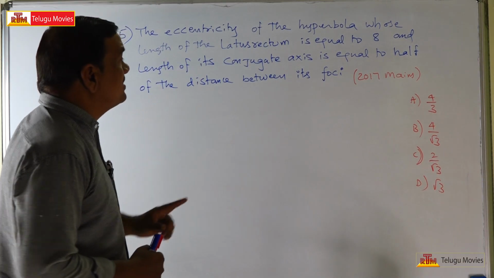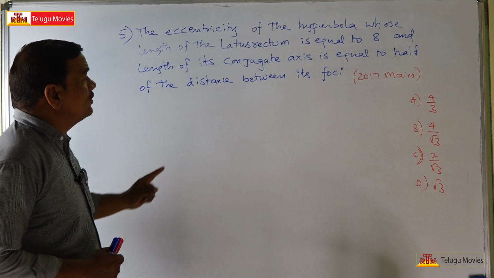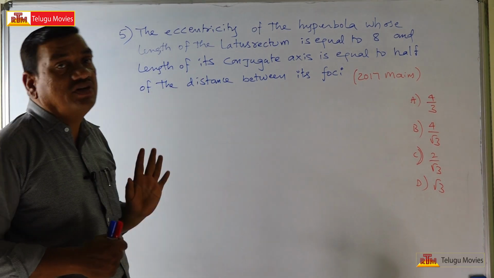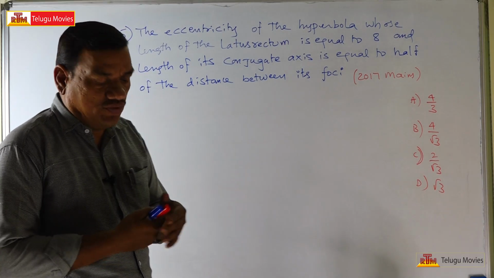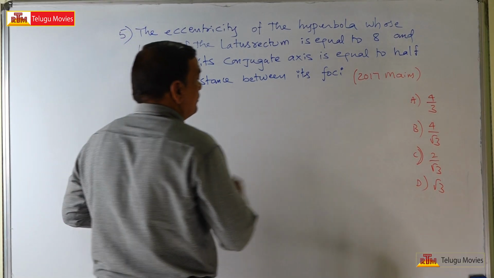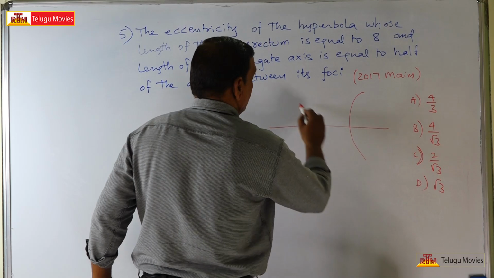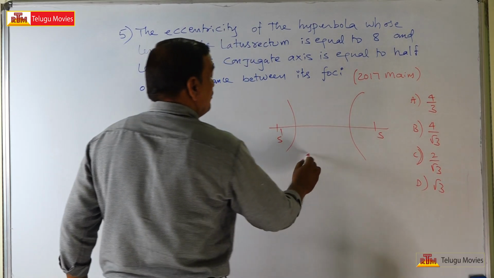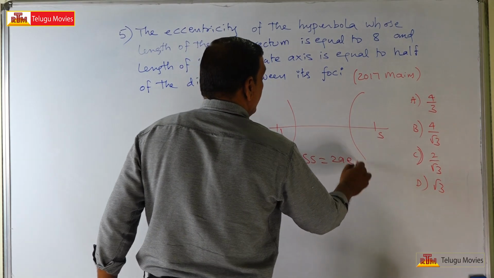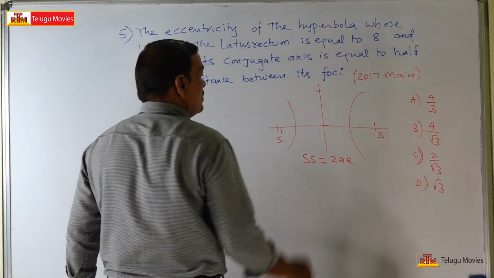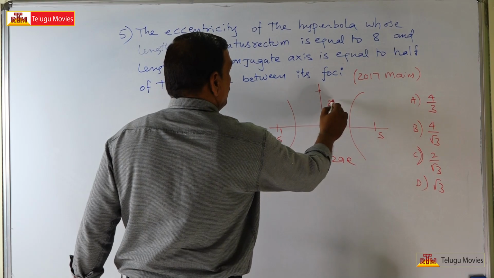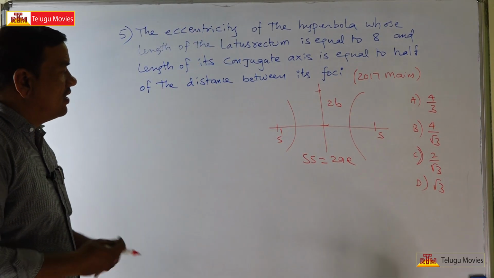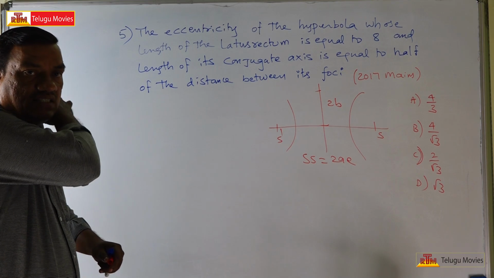The latus rectum is equal to 8 and the length of its conjugate axis is equal to half of the distance between its foci. If you draw the diagram, everything will be easy. This is a focus. First of all, what is the distance between foci? This is equal to 2AE. What is the length of the conjugate axis? This is equal to 2B. The length of the principal axis is 2A.